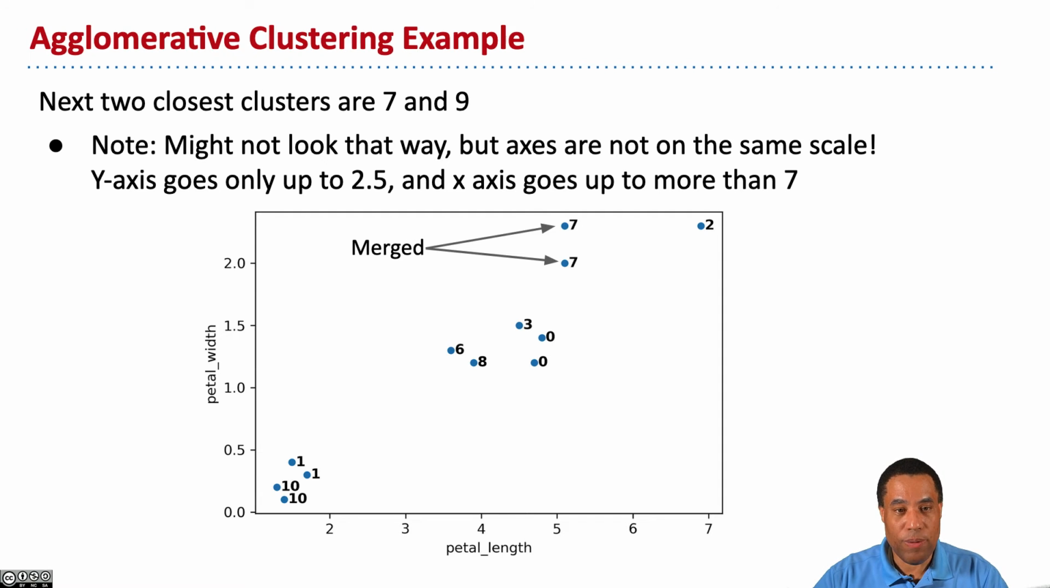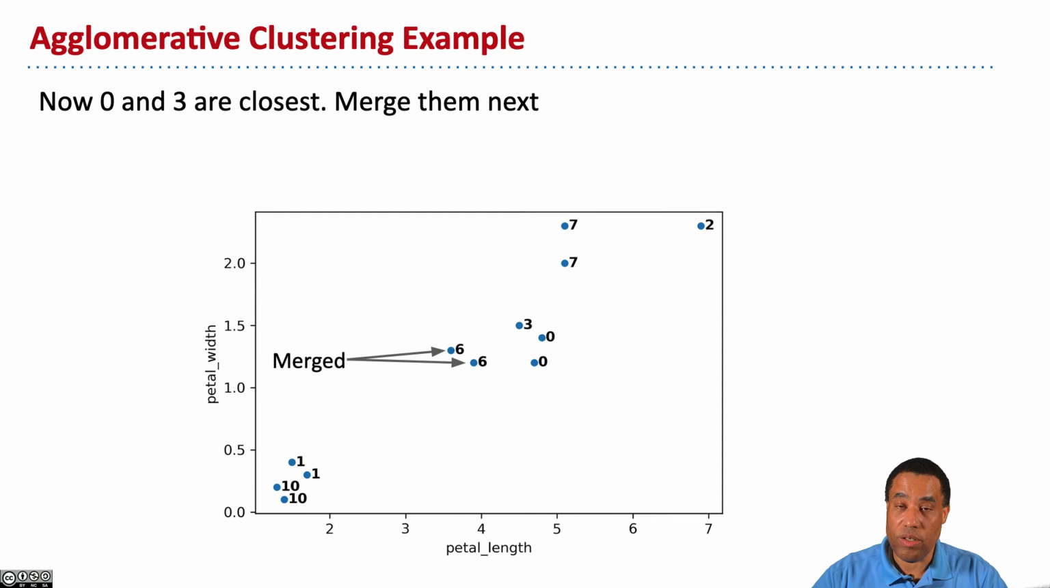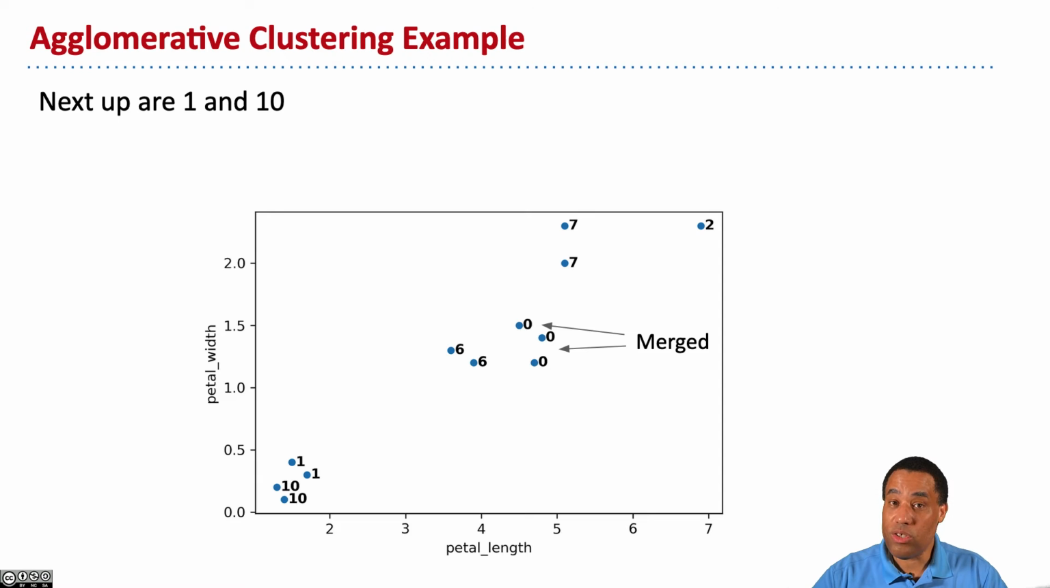Okay, so now when we look at it, what's going to be our next closest cluster? It's going to be 6 and 8. Okay, so we'll merge 6 and 8 and have a cluster 6 that has 2 points. Okay, so now what's closest? Well, what's closest is going to be 0 and 3. So we'll merge 0 and 3. Okay, and so now that becomes a cluster of all zeros. Okay, next up, well, looking at this, that lower left set of clusters. So the cluster 1 and the cluster 10. So we're going to merge that, and that's going to become our cluster 1.